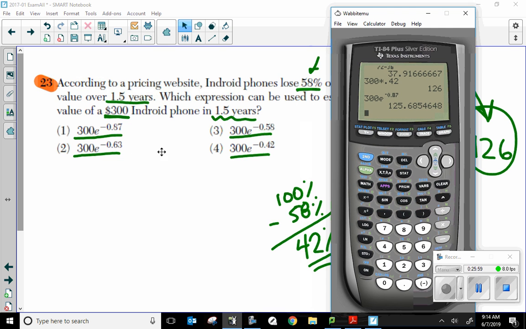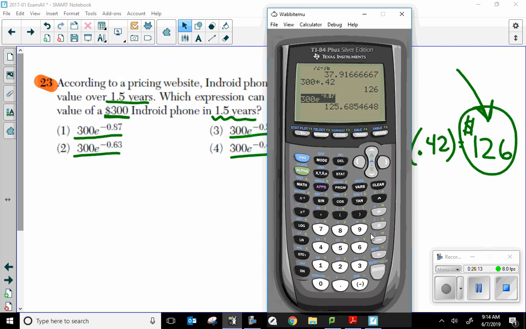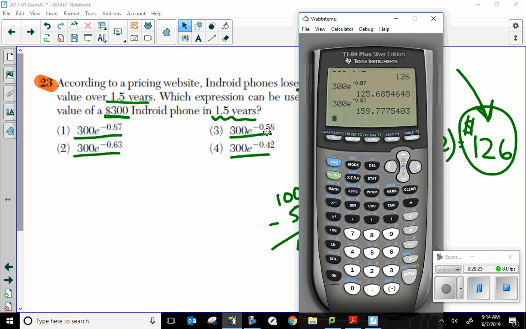Let's put in choice 2. All these other ones are less. Okay, so if I try choice 2, and it's further off, these are going to be even further away because the exponent is just continually dropping. So let's do the same thing here, and let's put a 0.63 in as the exponent. Enter. Yeah, 159. And if the exponent gets a bigger or a smaller negative number, this value is going to get higher and higher.